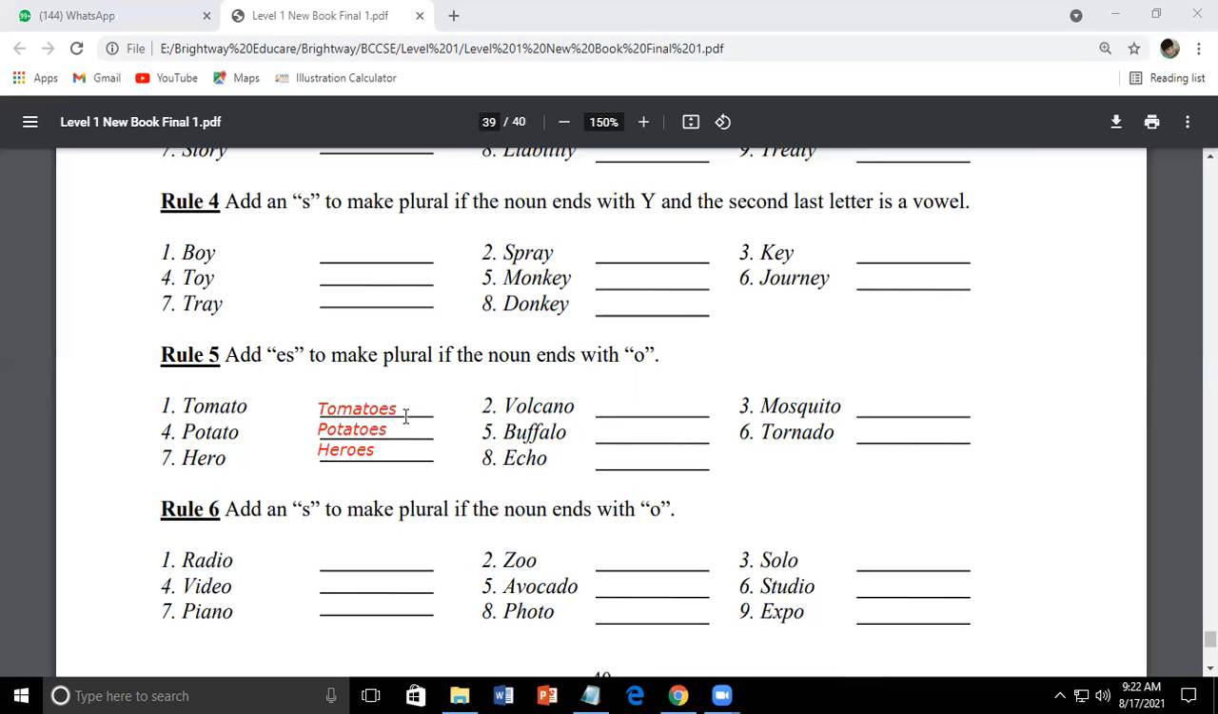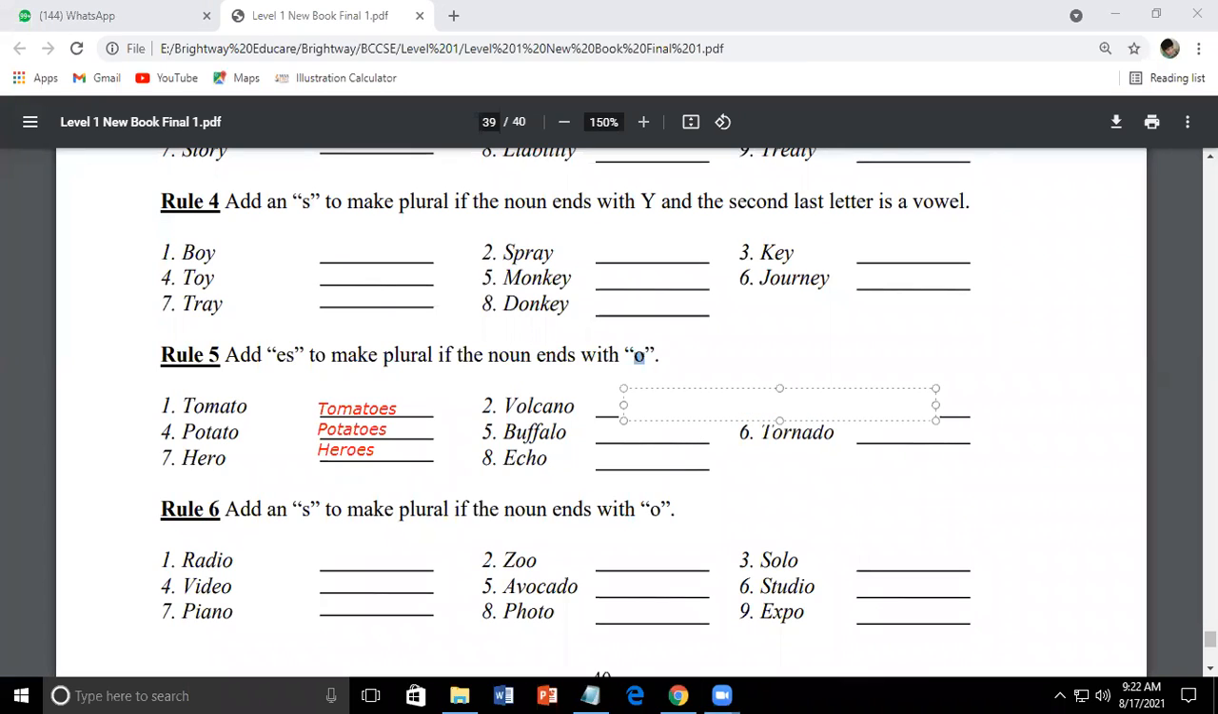So here what we checked: if the last letter is an O, then we have added ES to it. That's how we make the plural. So here in rule number 5, we learned that we have to check if the last letter is an O, then we will add ES. We will try this side also. We will use these 3 also. So let us try that.